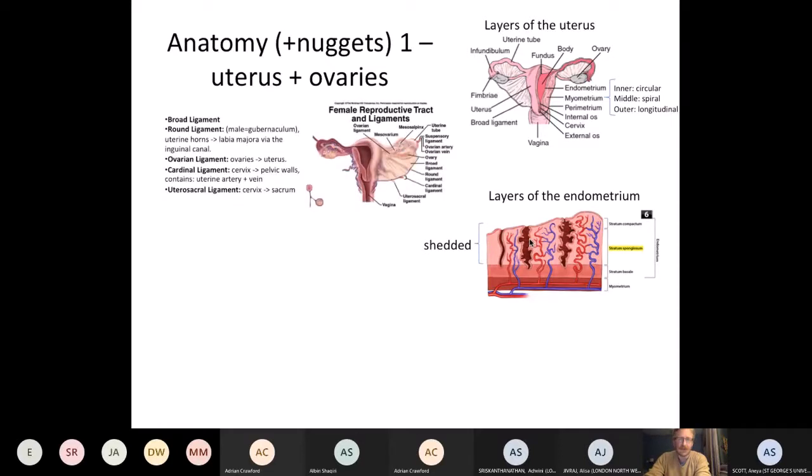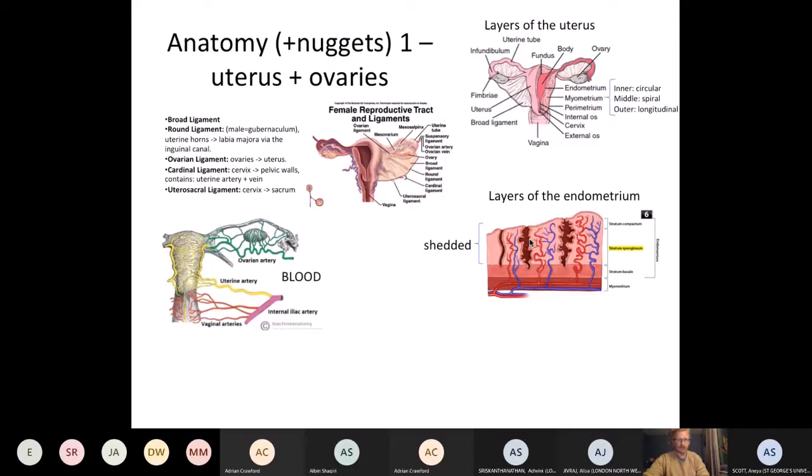Then the ligaments that surround the ovaries, the uterus and the cervix. There are a few, but 2 key facts I want you to remember. As Adrian mentioned, the round ligament is the female equivalent of the male gubernaculum, so it follows the same passage. It goes through the inguinal canal and joins the labia majora, like the gubernaculum goes down into the scrotum. And the cardinal ligament contains the uterine artery and the uterine vein.